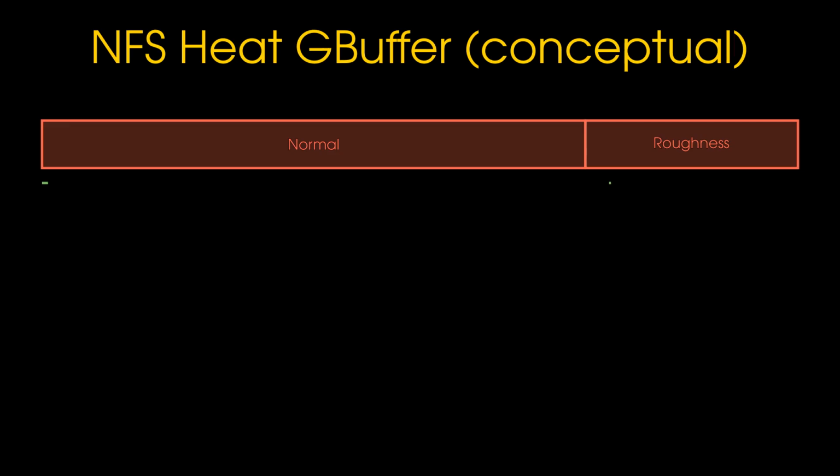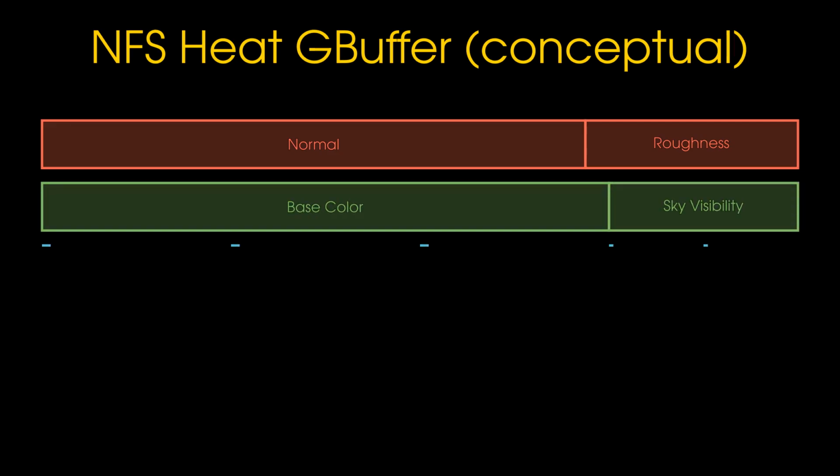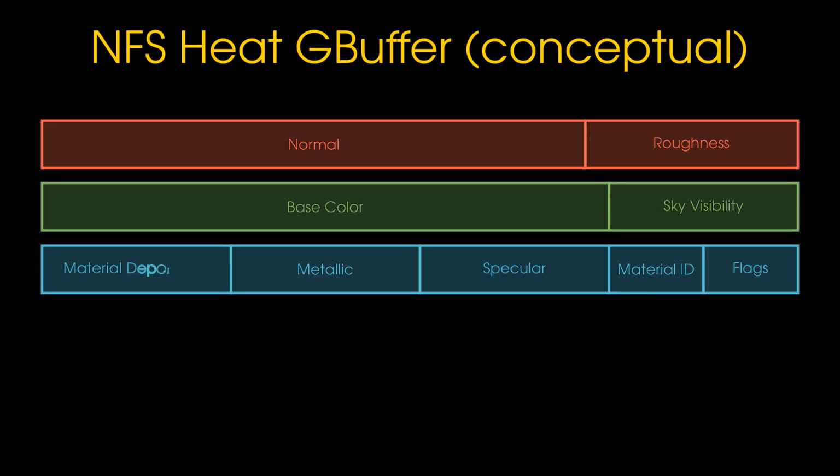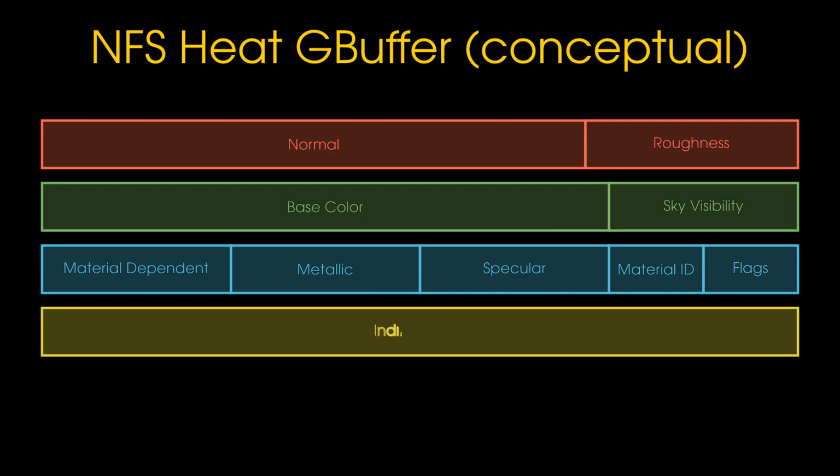Frostbite primarily uses deferred shading, and we store these parameters together with a few additional ones necessitated by the deferred approach in a 128-bit G-buffer. This is a conceptual view. For instance, we store smoothness rather than roughness, and specular is really index of refraction.